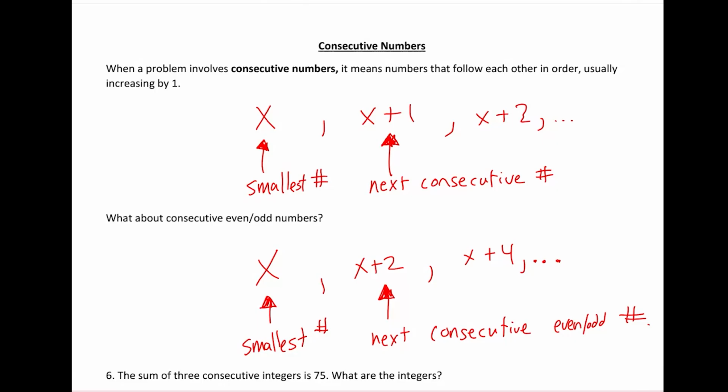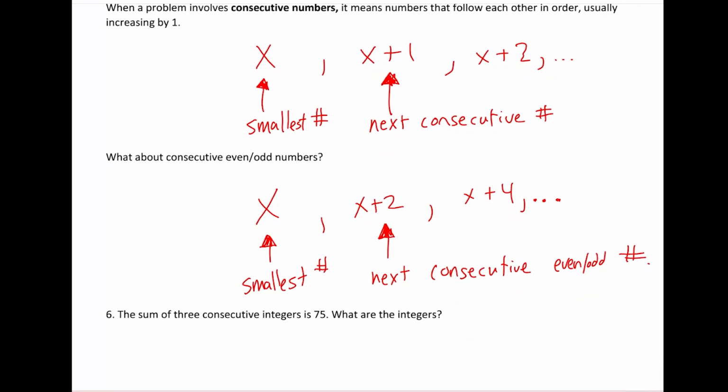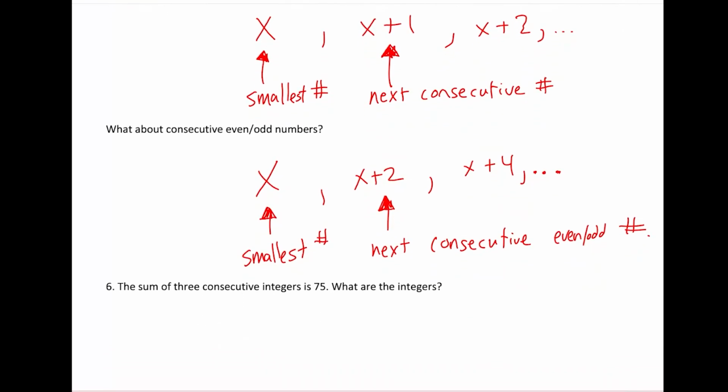So here's the kind of problem that you're going to face as far as consecutive numbers go. Something like: the sum of 3 consecutive integers is 75. What are the numbers? So you need 3 numbers that are right next to each other that add up to 75. Now, you might just be able to figure it out, right? It's not going to be 1, 2, and 3. That doesn't add up to 75. It's not going to be 100, 101, 102 because that's way too big.